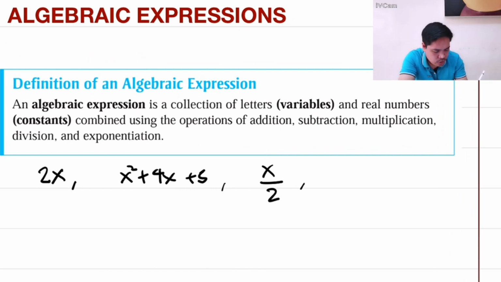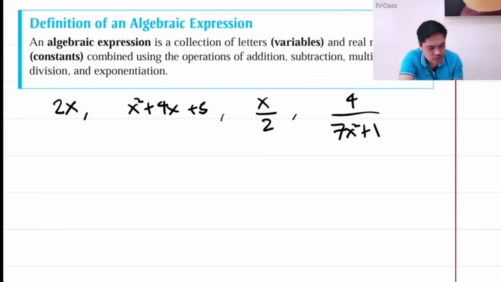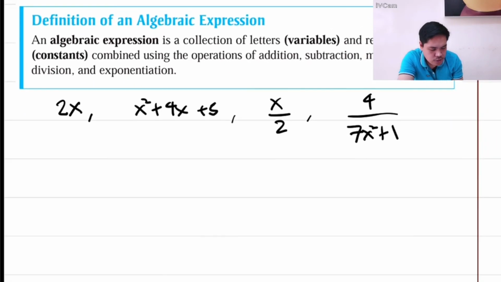Okay? So pwede din 4 over 7x squared plus 1. So that's still an expression. We don't know, maybe this is a model of something, or this is an expression of a certain situation. So that's why we have that expression. Okay, so let's proceed.